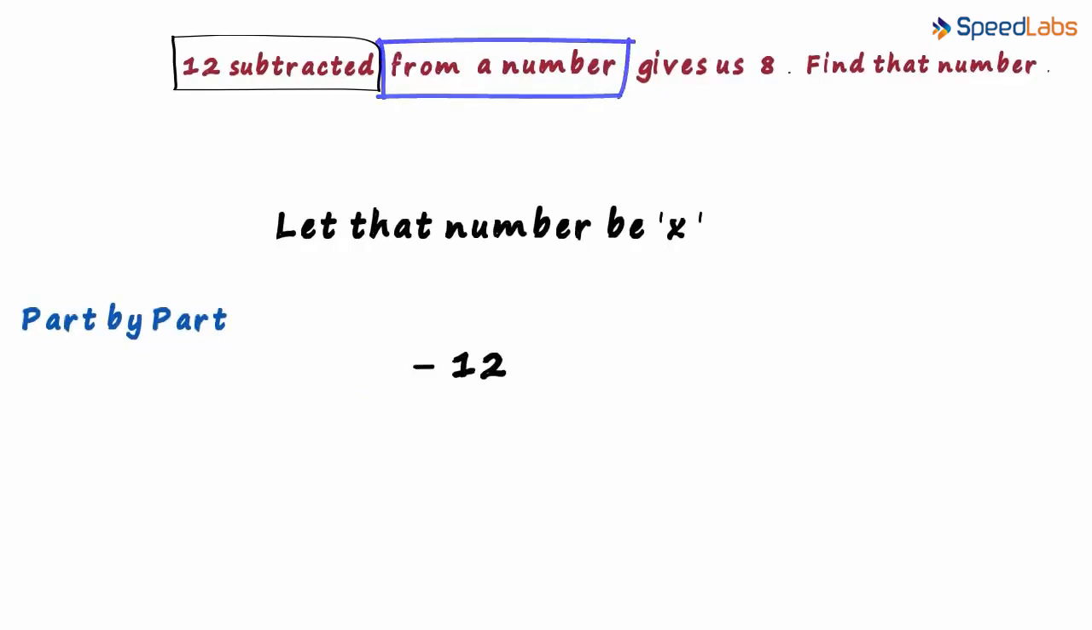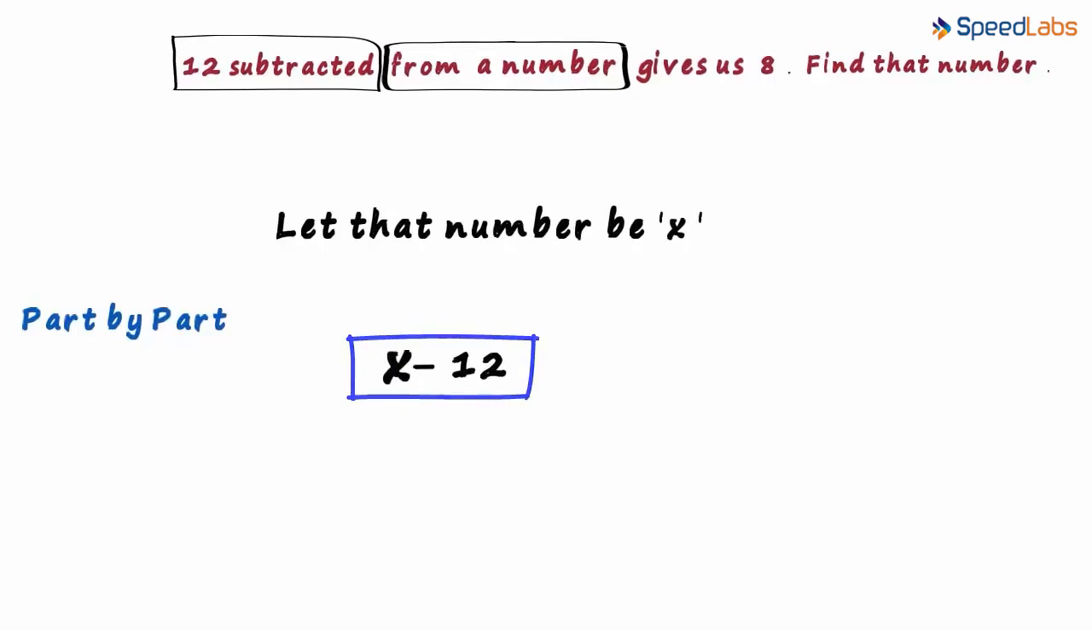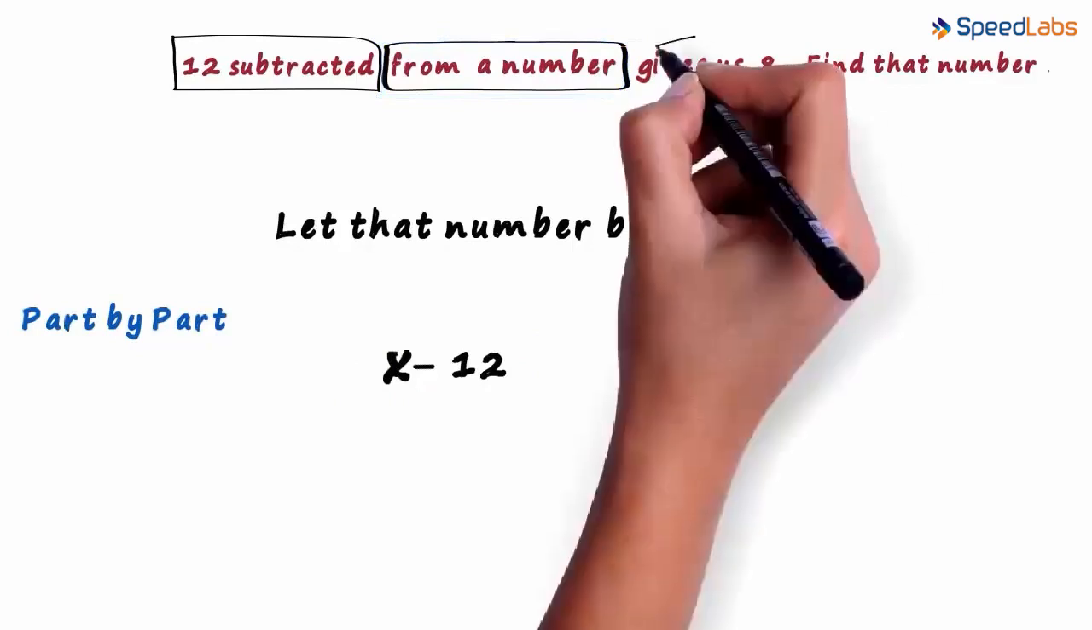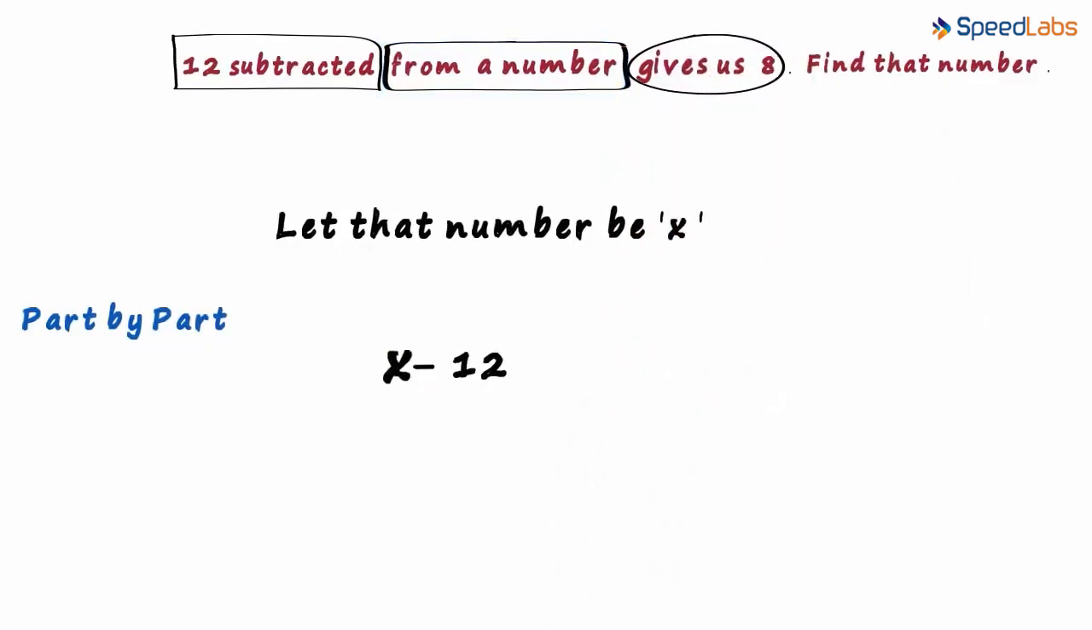From a number. It is the number we want to find. And we have assigned our number a variable which is x. So it is 12 subtracted from x. This was the second part of the question. We continue reading. Gives us 8. This basically means equal to 8. So we write it here. That's it. Your equation is formed.